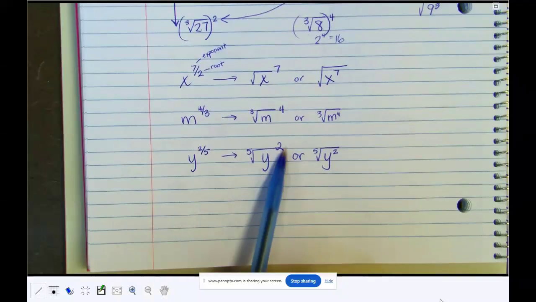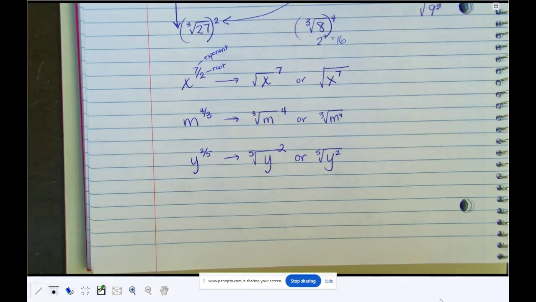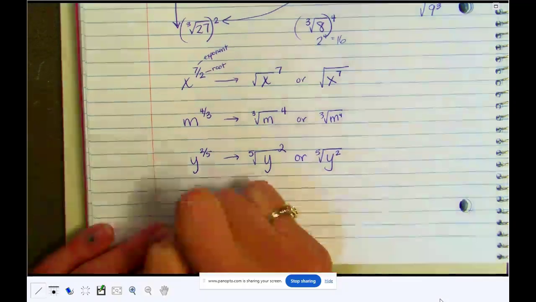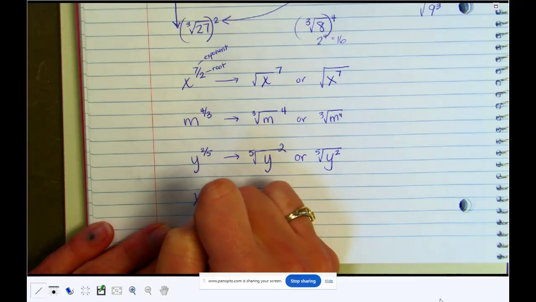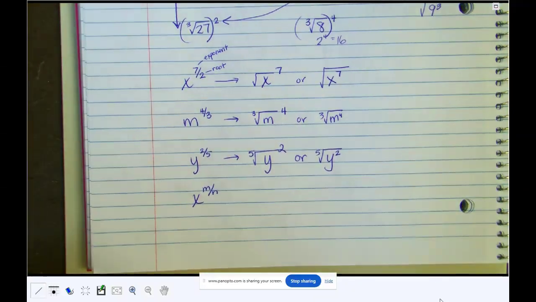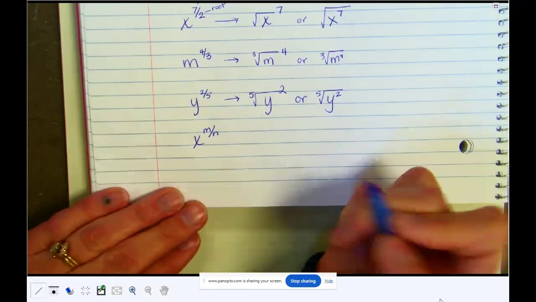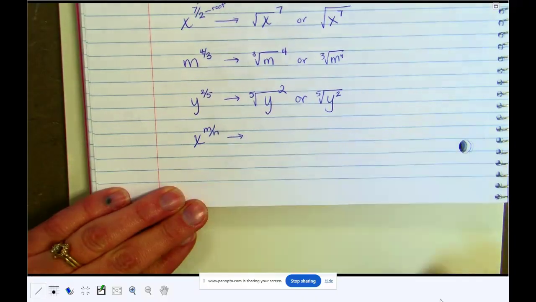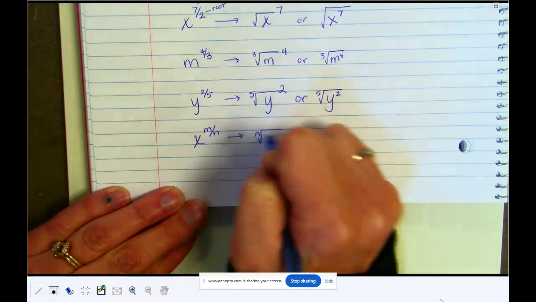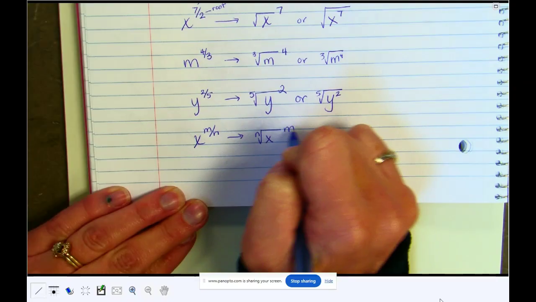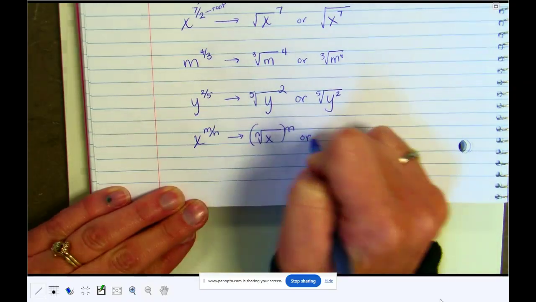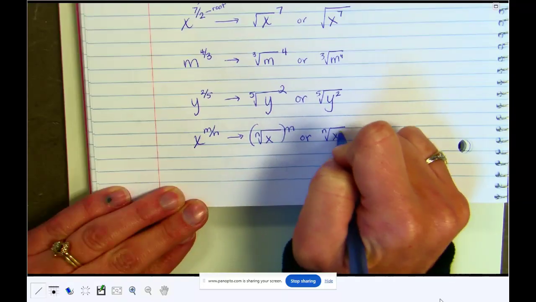So you guys, really this is a matter of remembering that the bottom number in the fraction goes with the root and the other guy just hangs around, either on the outside or the inside as an exponent. So let's say we have x to the m over n. So this is like the formula part. If I have x to the m over n, what's the root going to be? N. And it's going to be x to the m, like that. Or I can have n and x to the m on the inside.